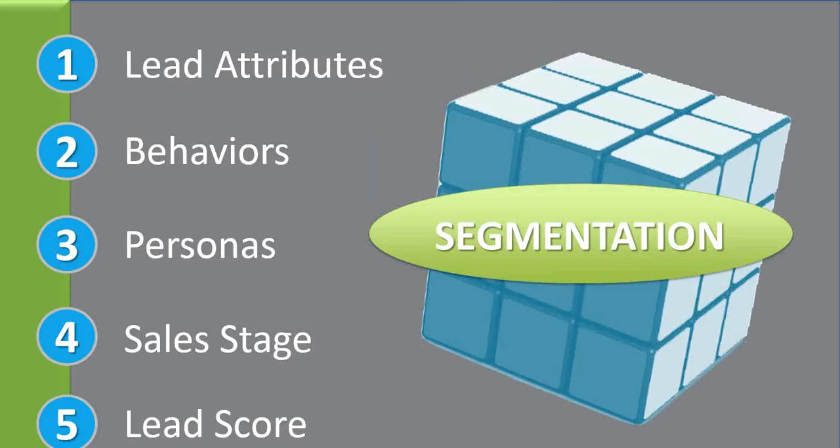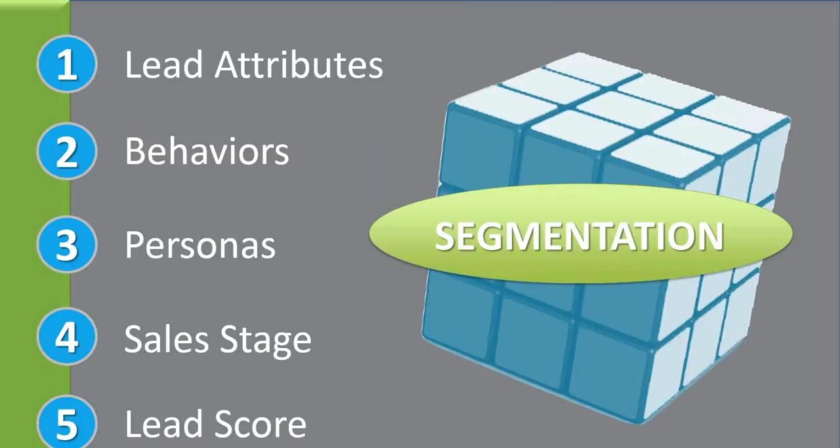All right, so we're reaching the end here of our presentation today. So let's summarize the 5 tactics covered today to get you on your way to establishing a lead segmentation plan for your particular business. So you can segment by lead attributes, behaviors, personas, sales stages, and lead score. And remember, as I said at the beginning, these are just 5 segmentation tactics, but there are others that may make sense for your business.